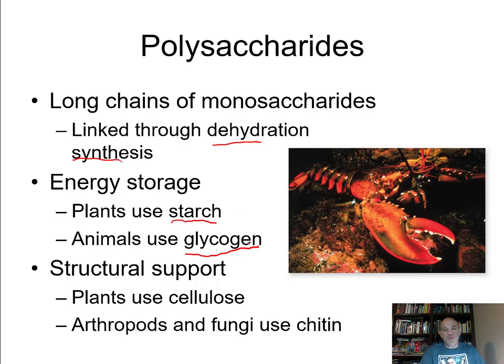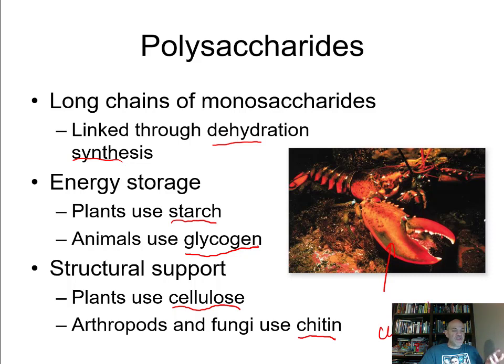And then you have structural support. Plants have cell walls that help support their cells. The wood has a lot of cellulose in it, along with other compounds. And then arthropods, which are animals that don't have an internal skeleton. They have an exoskeleton that's jointed, like this lobster here, or like a spider or cockroach. Those are arthropods. Their exoskeletons are made of a modified glucose molecule bonded into a polysaccharide, and that is called chitin. Chitin is also found in the cell walls of fungi.